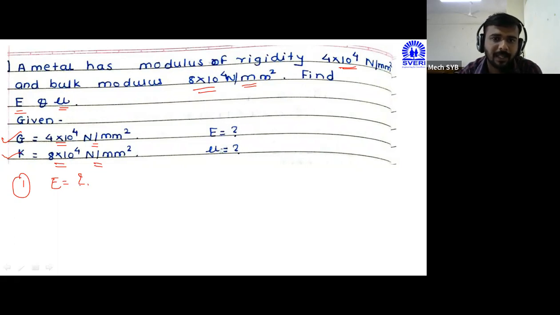Because mu is not given to us. If the value of mu had been given, we could have used either E is equal to 3K in bracket 1 minus 2 mu or E is equal to 2G in bracket 1 plus mu, and calculated the value of E. But the value of mu is not given. Yet which relation do we have to use out of the three relations?